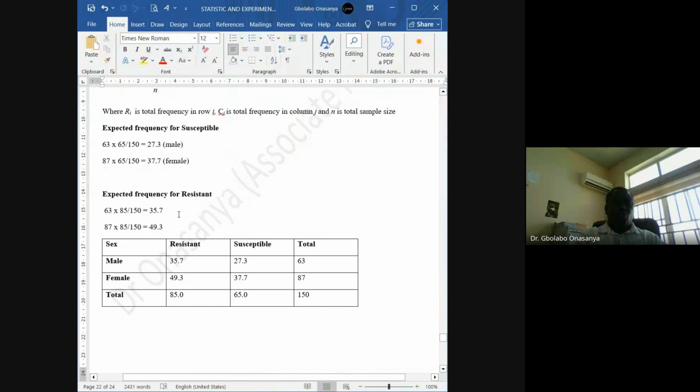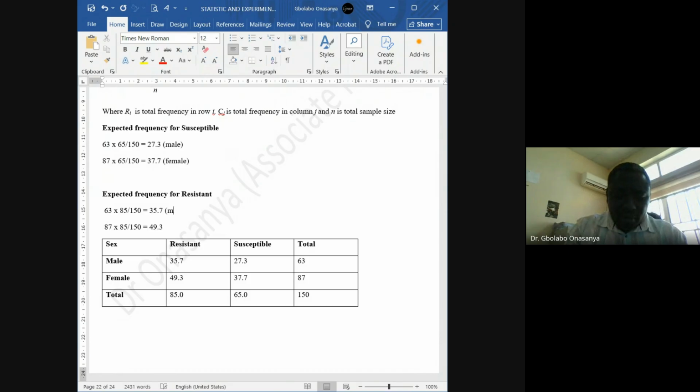Then we'll go to calculate for resistance. Total enrolled for male. Let me put it very clearly: 63, then put male. Let me put female so that you're going to get it very clearly.